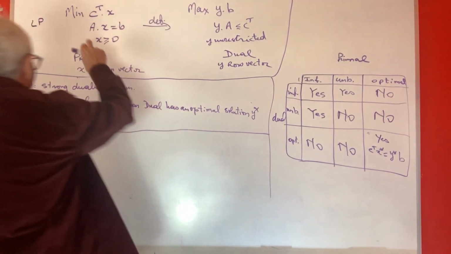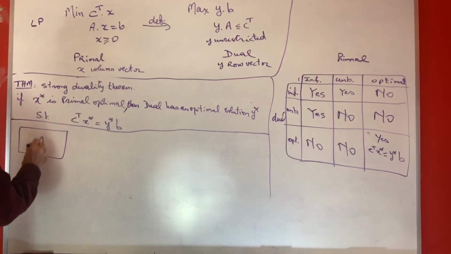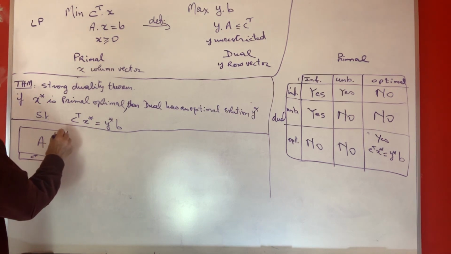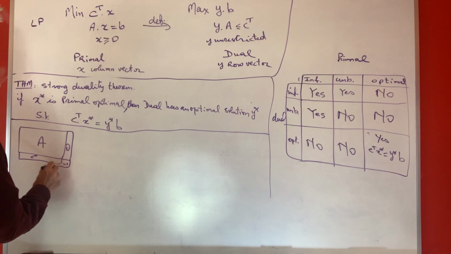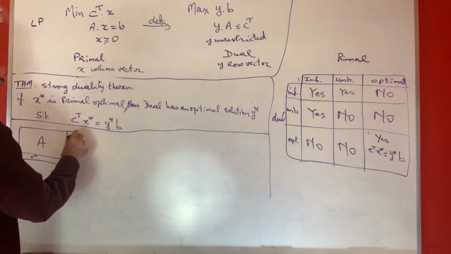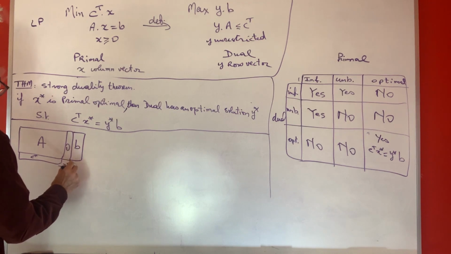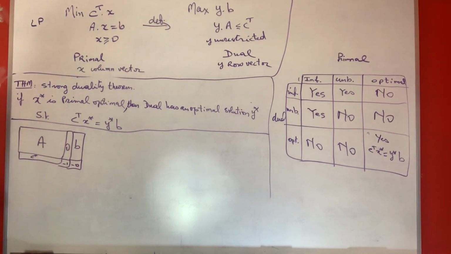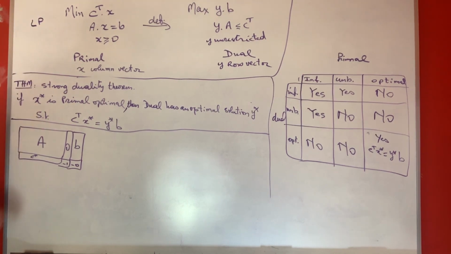So let's look at this problem here. Let's write it in tableau format. So here I have A. Here I have C transpose. Here 0, here -1, right? And then B. And here -0. So this is our input for this problem. It goes like this, right?